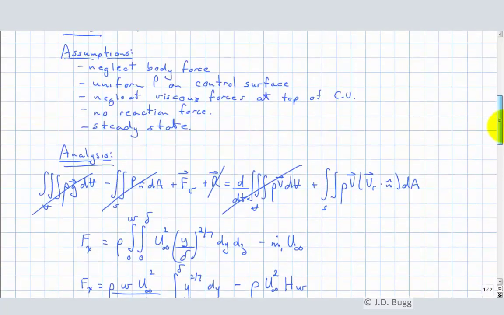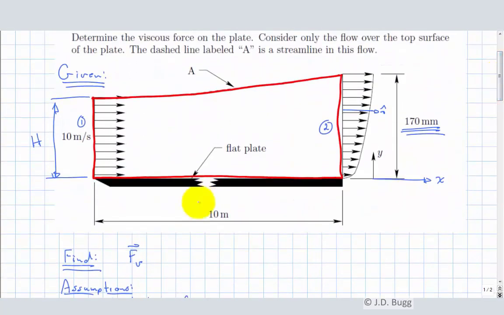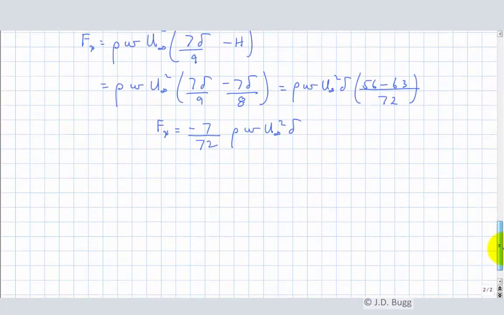So does that make sense? Remember, this is a force on the control volume. So the force that this plate is going to exert on the control volume is going to be in that direction, which is our negative x direction. So that does make sense. All we have left to do here is substitute the numbers in to get this force.